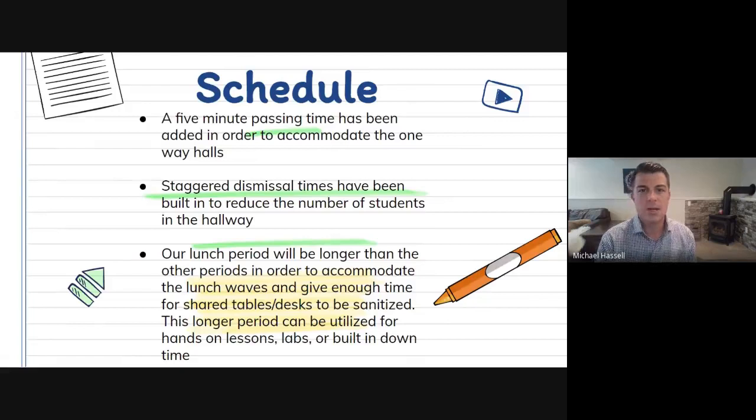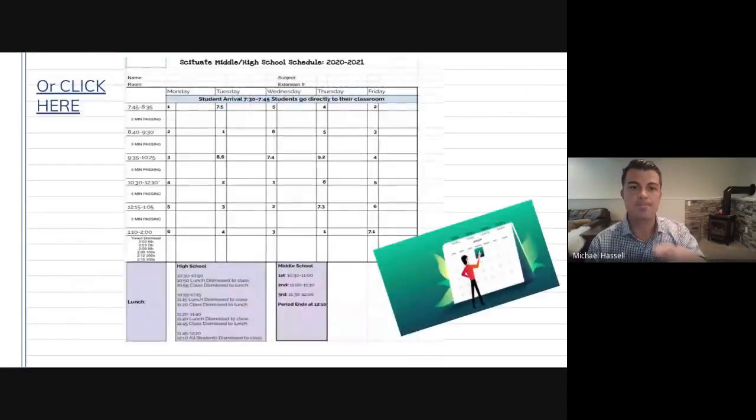So the schedule: we've added 5-minute passing times because we do have one-way hallways, so we're giving students enough time to be on time to class. And we've also staggered our dismissal. The middle school will start dismissing as early as 2 o'clock, and then 2:03, 2:06. And then the high school after that will be dismissing by hallway. The teachers will tell the students it's time to go, and then you just leave, finding the closest exit.